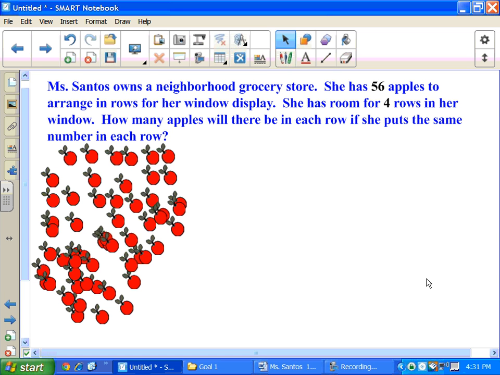Well, our first step in our problem-solving plan is that we always read the question twice, so I hope you did that, so that we can understand the problem. What is going on? Well, I hope you saw that Miss Santos has a grocery store, and that she is trying to put her apples, which she has 56 apples, in her window display. And the other information that's given is that she has room for 4 rows of them.